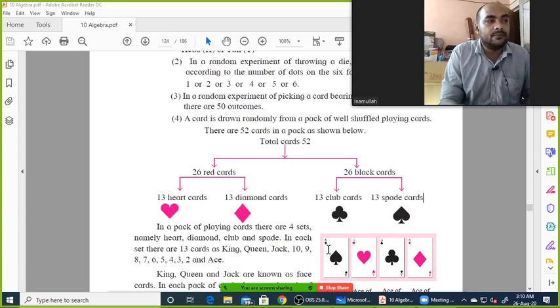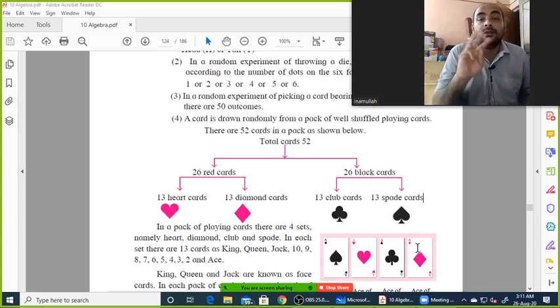One from spade, one from diamond, this is from heart, this is club, and this is diamond. So these are four ace cards, one from each set of 13 cards. In each set you will also get three picture cards: king, queen, jack. So you will have a total of 12 picture cards in the entire 52 pack.